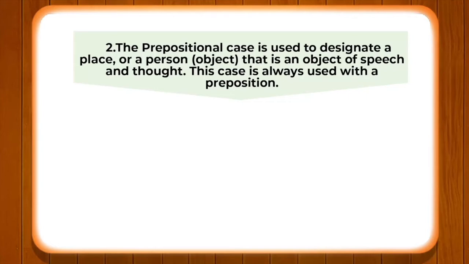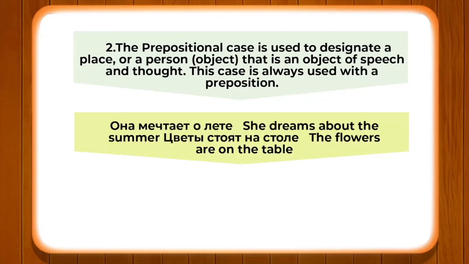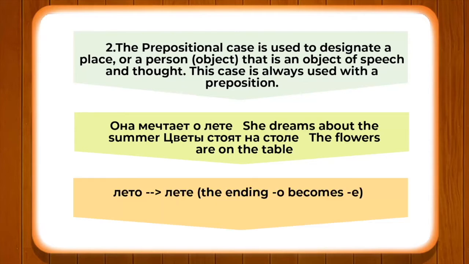So now let's understand how this prepositional case works with an example like Анна мечтает о лете. She dreams about the summer. Цветы стоят на столе. Где стоят? На столе. On the table. So the flowers are on the table. Лето changes into лете, ending о changes into е, and стол changes into столе, ending changes into е. These are the basics of the prepositional case. How do we change?